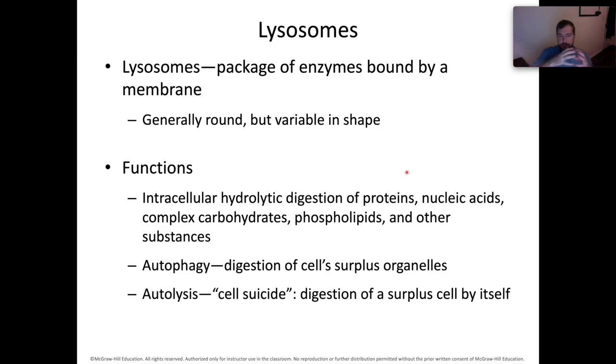So they undergo hydrolytic digestion of things like proteins, nucleic acids, carbs, whatever it may be. A cell can use an interesting mechanism, this is really pretty cool, called autophagy, where if you have a defective organelle, instead of the cell undergoing apoptosis, you can just eat that organelle and reuse the subcellular components of it to make a new one.